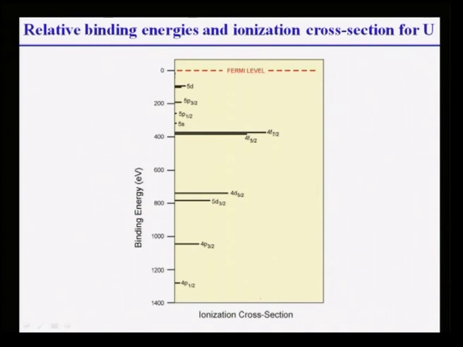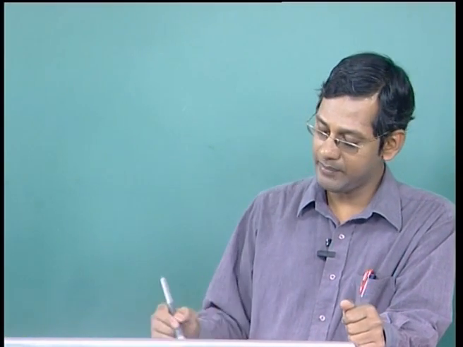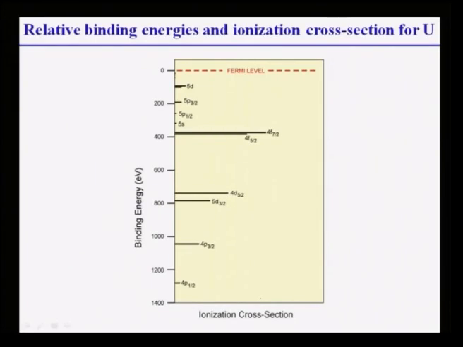Now to give you more idea, let us look at a very high atomic number element like uranium and talk about binding energies and the ionization cross sections. This is binding energy versus ionization cross sections. As you see here, different kinds of energy levels are there. You have 4p 1/2 and 3/2, 5d 3/2, 5p 1/2, 5s and 5d. On the other hand, f levels are there also, so 4f 5/2, 4f 7/2.